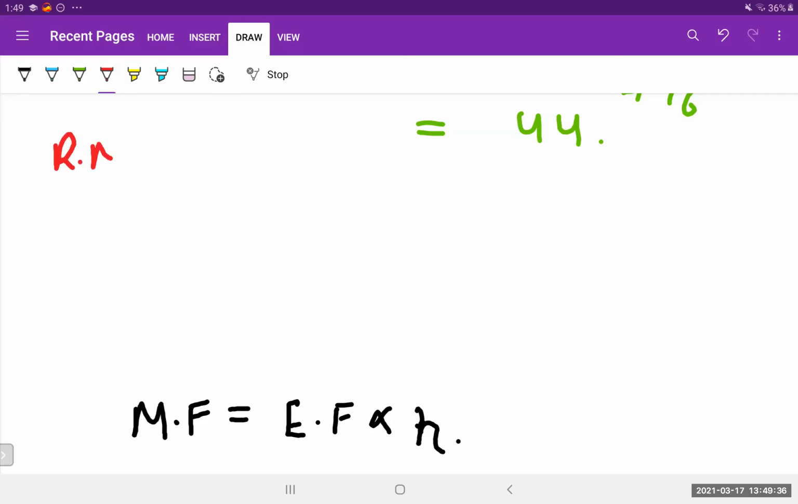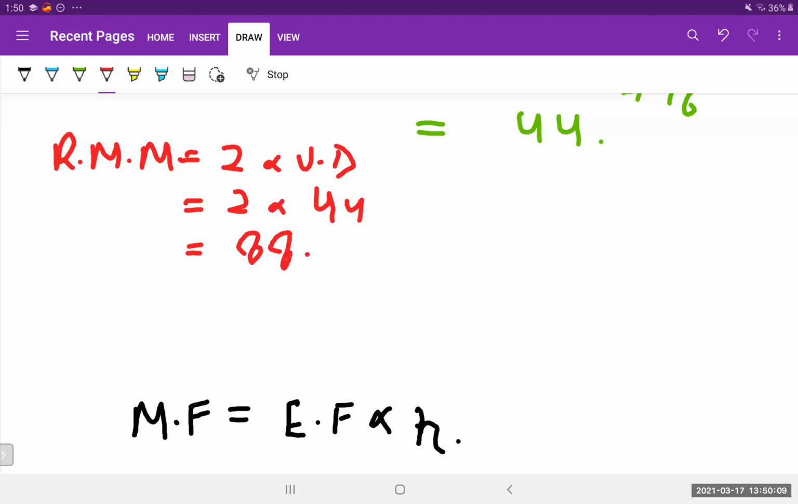The relative molecular mass equals what? I've already told you in the beginning the relation between vapor density and relative molecular mass: 2 into vapor density. That will be 2 into 44, which is 88. Very, very good. Now, relative molecular mass is 88.